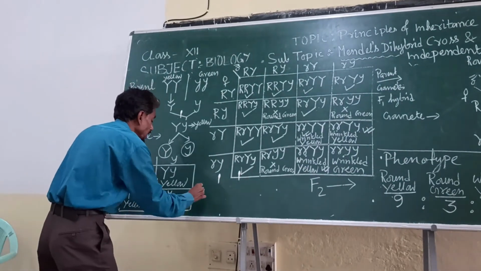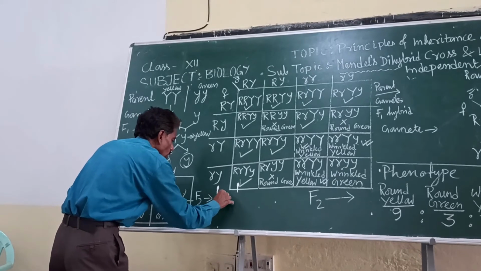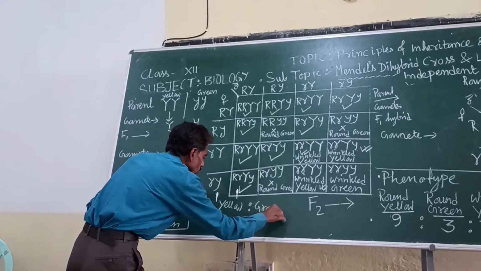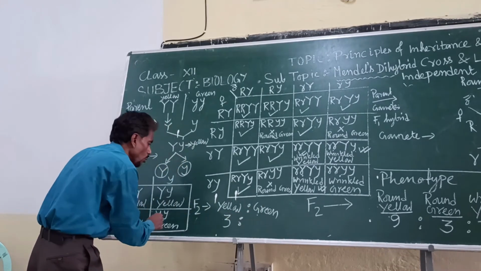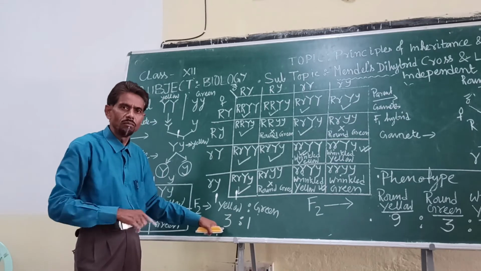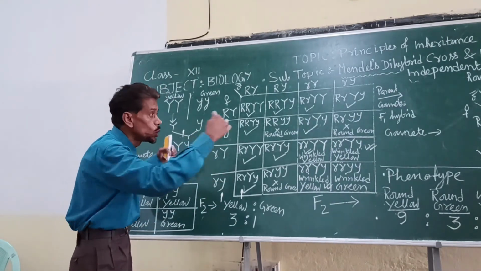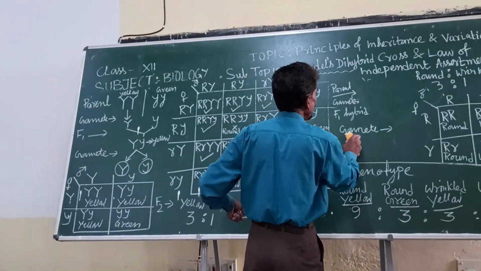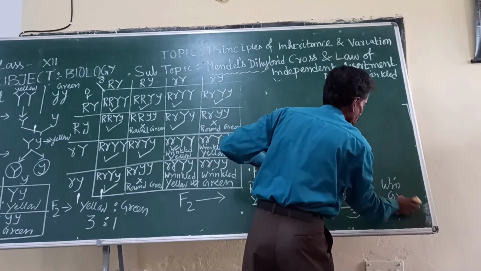So what is the resultant ratio of F2? F2 progeny, yellow versus green. How many yellow? 3. How many green? Only 1. So the resultant product is just the monohybrid cross we have done for Mendel, that is 3:1. Now if we multiply these two results of two different monohybrid crosses, let me rub this part. Just remember the ratio of the monohybrid cross here.